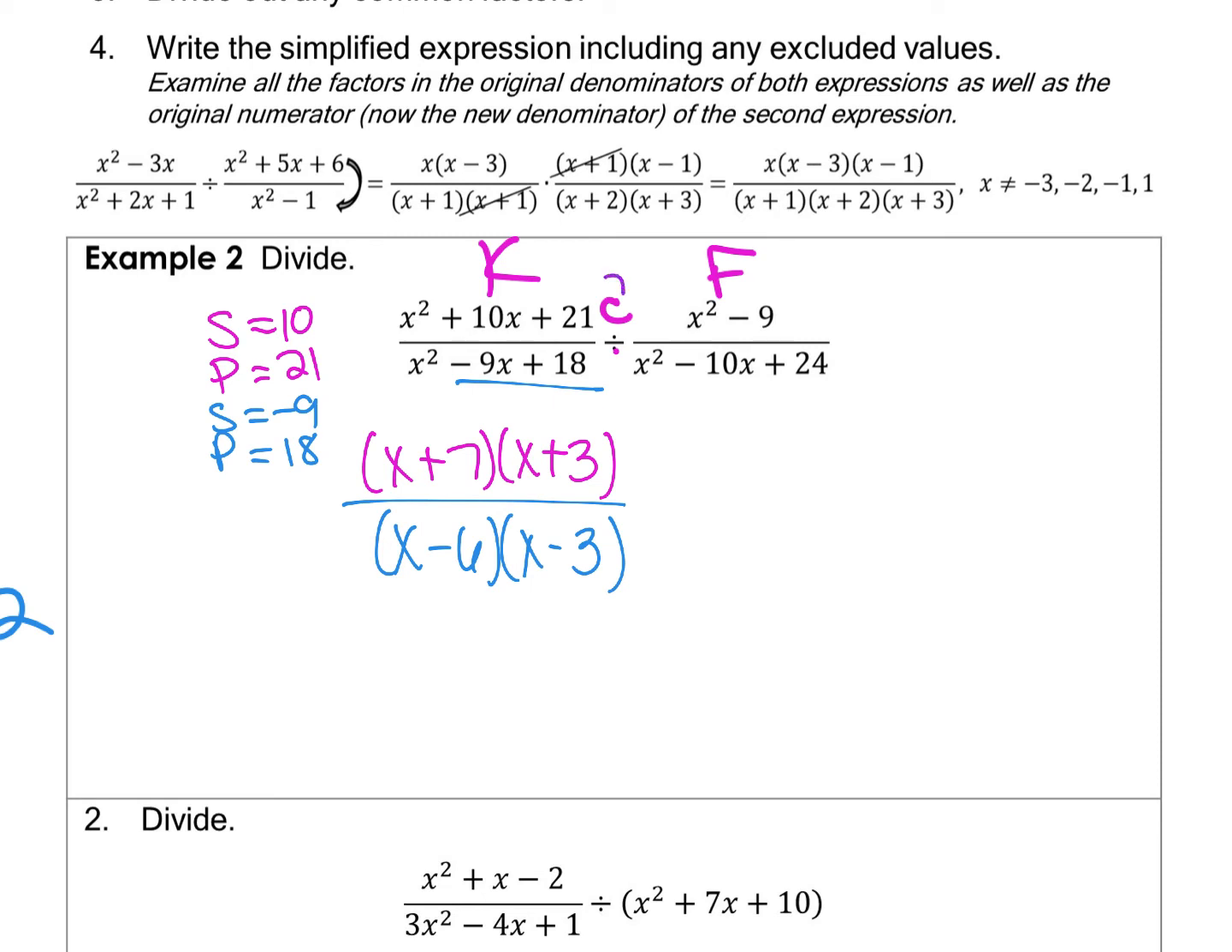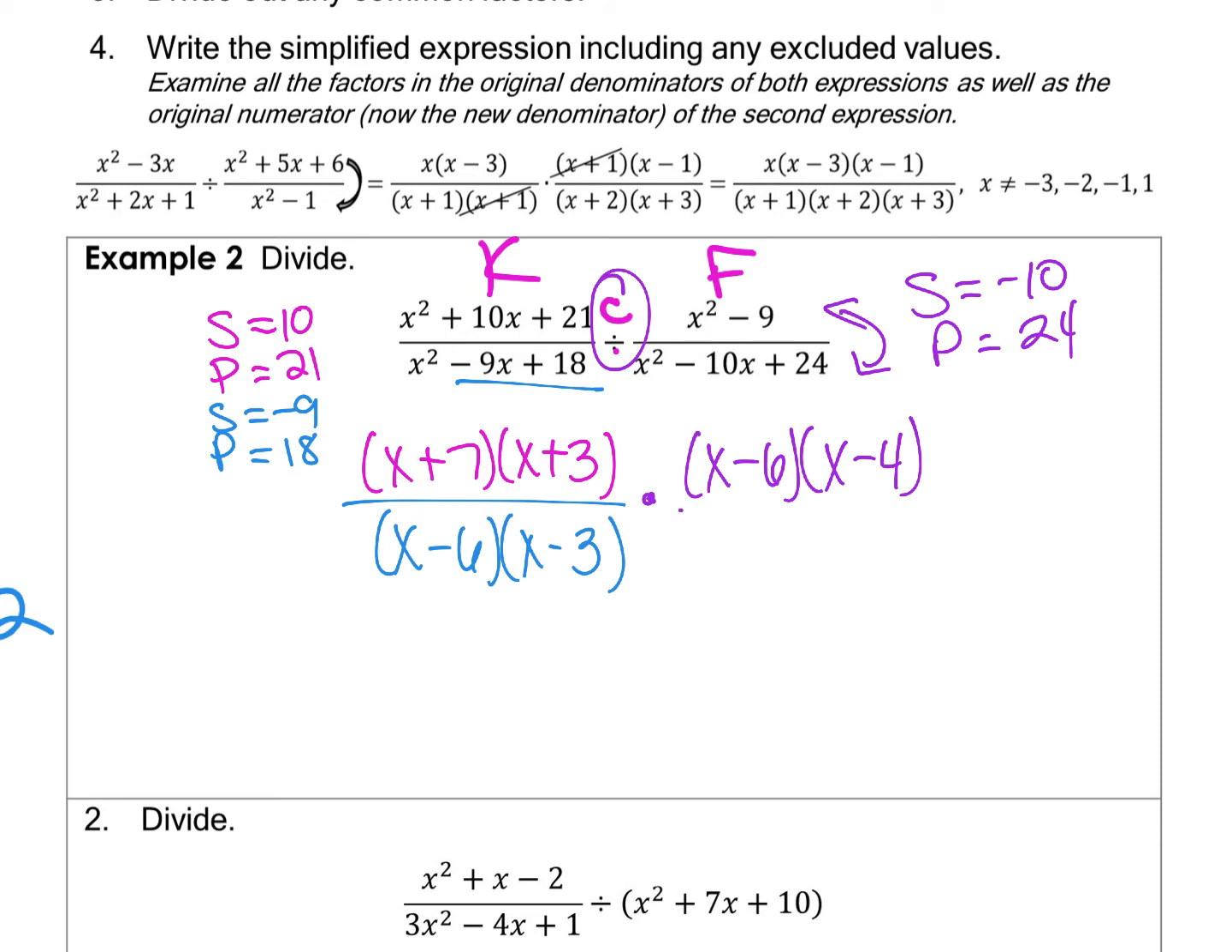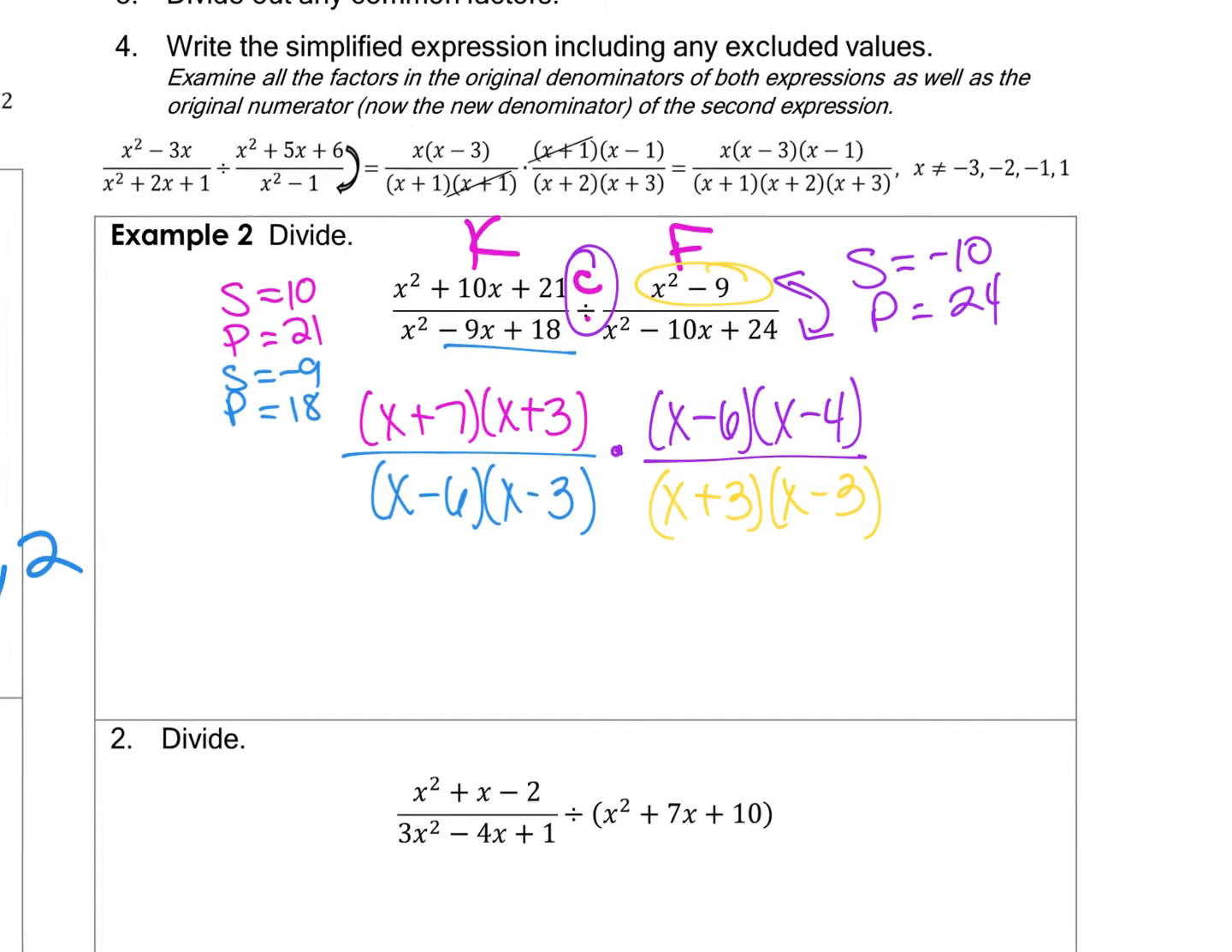Okay, so I'm changing, the C stands for change. We're changing the division to multiplication, and then we are flipping our second fraction. So now on top, I'm going to have sum is -10, product is 24. So that would be -6 and -4. And then now this is our denominator. That's difference of two perfect squares. So that would be x plus 3, x minus 3.